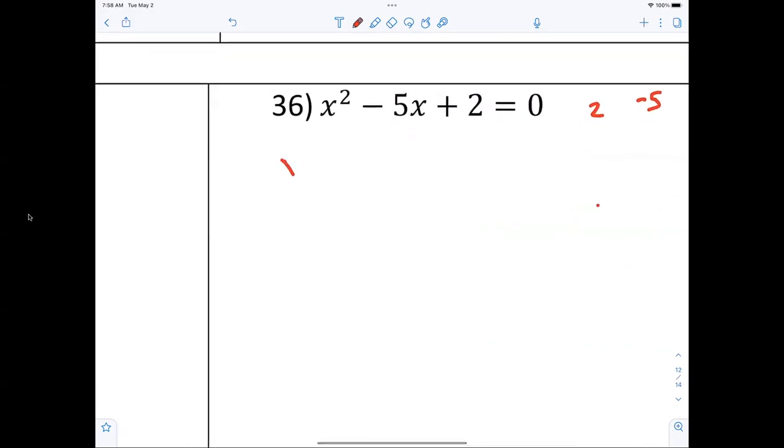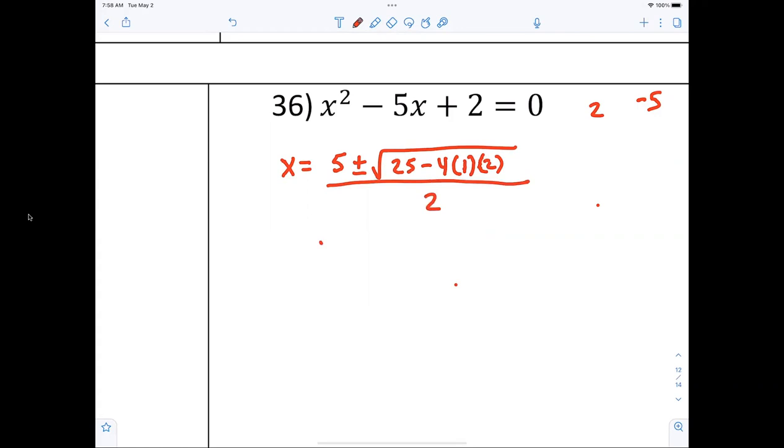All right, so everybody's going to write down x equals. Now, what's the opposite of b? 5 plus or minus. Now, I don't like to write down b squared. I just square b. -5 squared is what? 25 minus 4 times 1 times 2 all over what? 2. So now x equals 5 plus or minus the square root. What's 25 minus 8? 17 over 2. Come on, that wasn't that hard.